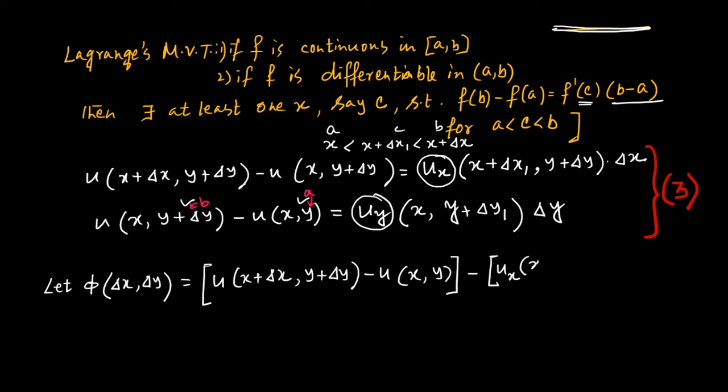So u_x(x, y) delta x plus u_y(x, y) delta y. So let us consider this function as my phi. I'm considering the function phi of delta x, delta y as this. Let us call this my equation number 4.